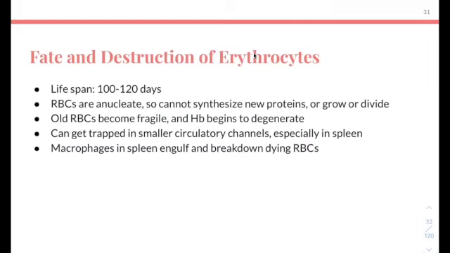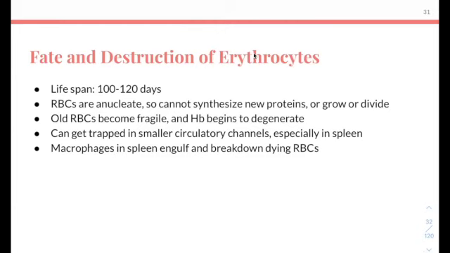Red blood cells only last 100 to 120 days. So they're constantly being monitored in the blood through different organs. Since they're anucleate, they do not reproduce. Once they are out in the blood and done with their job, they get destroyed.